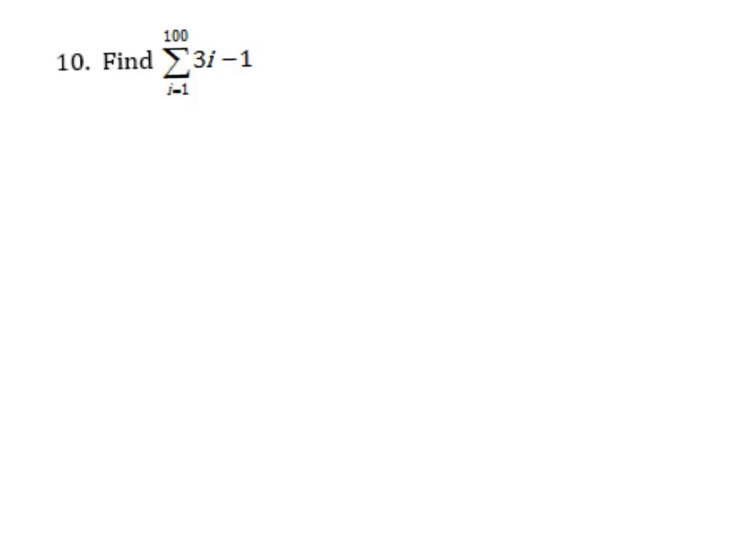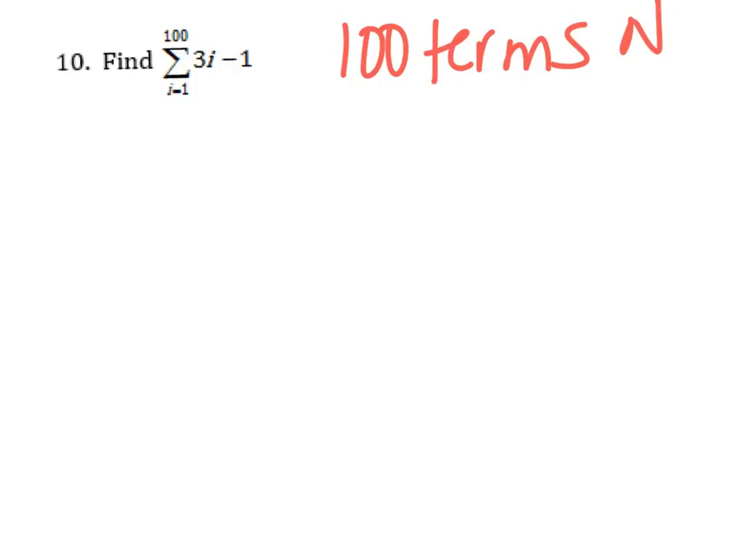Okay, I want to find the sum from 1 to 100. So if I count 1 to 100, that means there's 100 terms. You have to keep that in mind. So that's your number of terms. If I want to find my first term, I need to plug in whatever number is down here. It's not always going to be 1. Sometimes it's going to be 0. Sometimes it might start with a 3 or a 4 or 5 or anything like that. You need to plug that in.